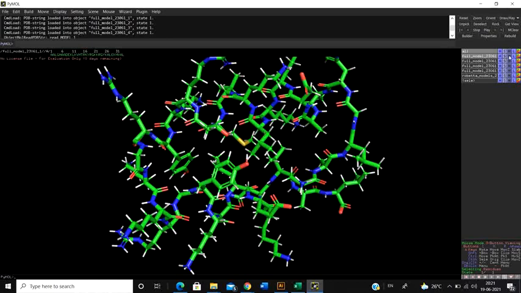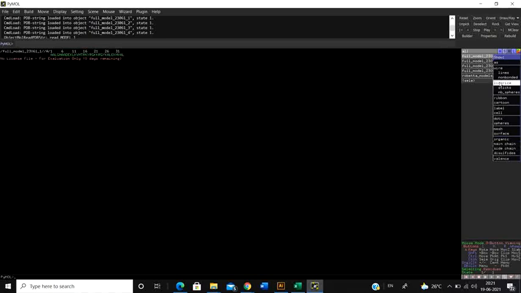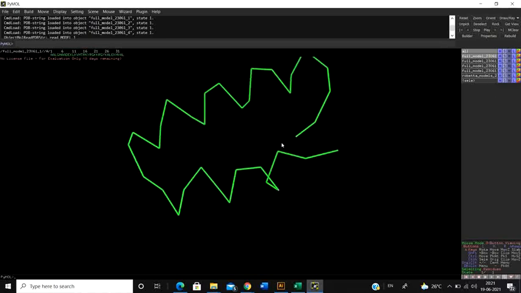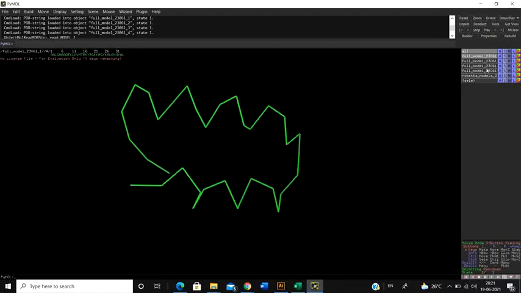Okay, so how to hide the sticks? Again, simply click on hide and click on sticks. See, the sticks are hidden. Again, how to hide the lines? Click on hide, click on lines, it's going to get hidden. So now I want to see it as ribbons. If I click on show as ribbons, this is how the molecule is looking like, as ribbons.